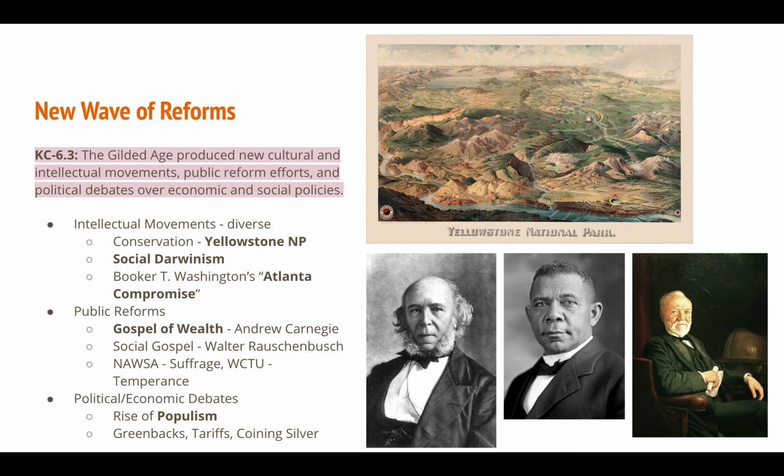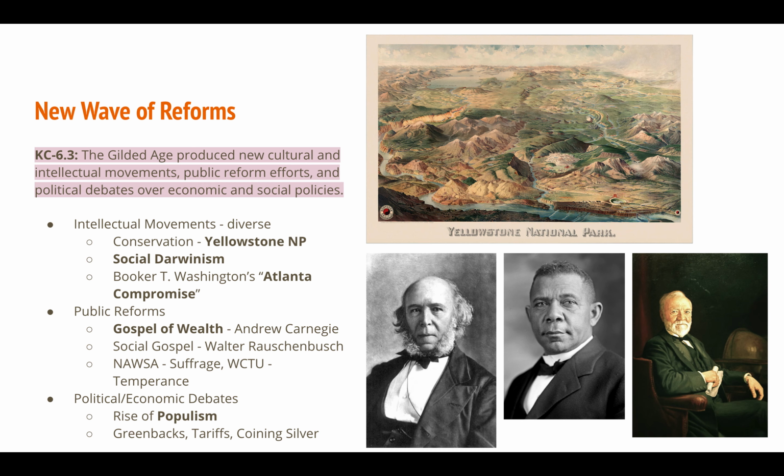We have social Darwinism with Herbert Spencer on the bottom left taking ideas from Charles Darwin and his theory of evolution, and Booker T. Washington, who was a civil rights advocate, proposing his Atlanta Compromise and trying to get African Americans to do the best that they can in this segregated world and start with a trade education and then move up from there, and then hopefully after that whites would see them as more equal and give them more equality in social settings.